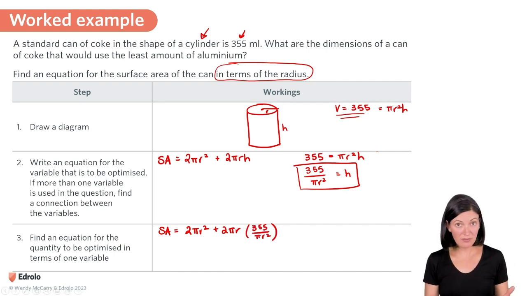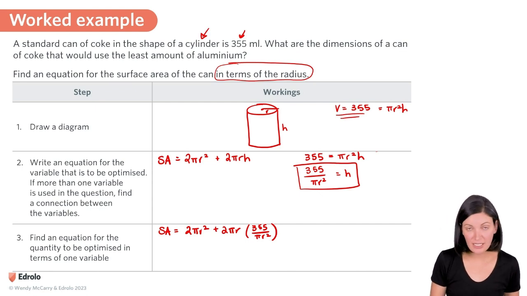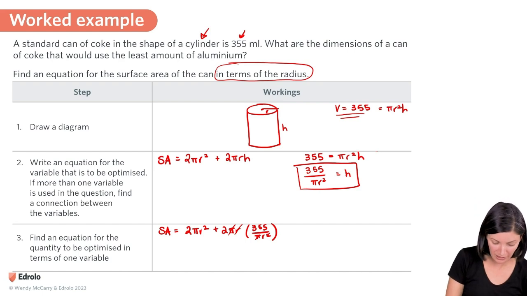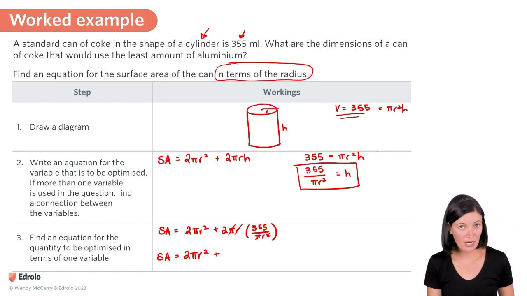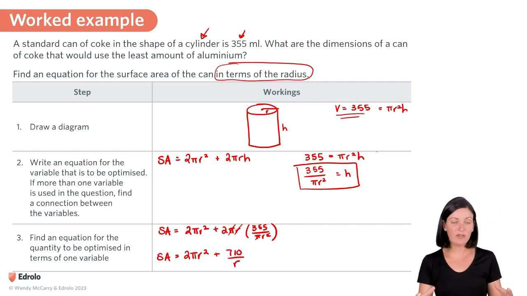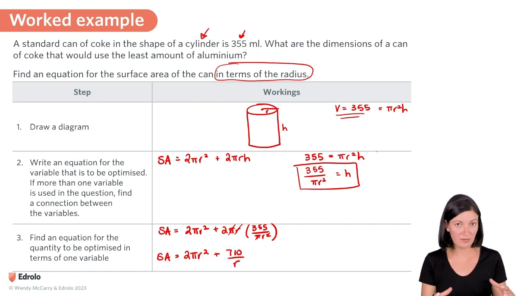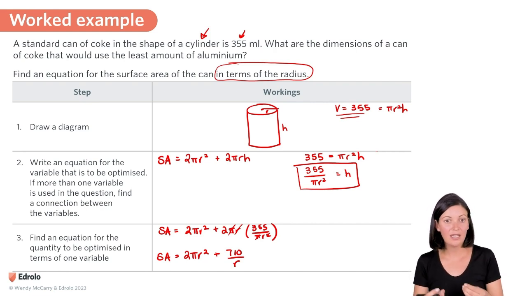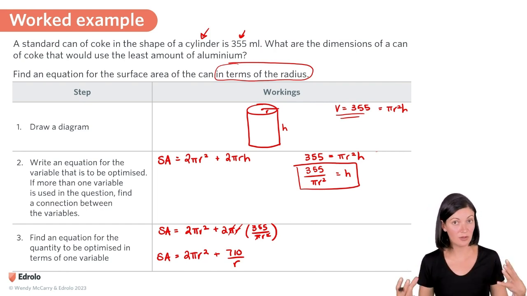So I'm just going to simplify that equation a little bit. You can see here in the second term, my pi's will cancel out, as will one of the r's. So what I'm left with is surface area is equal to 2 pi r squared plus 2 times 355, which is 710 over r. And now I've got an equation for the surface area, which is what I want to minimize, in terms of just one variable, the radius. And that's the first step, okay?